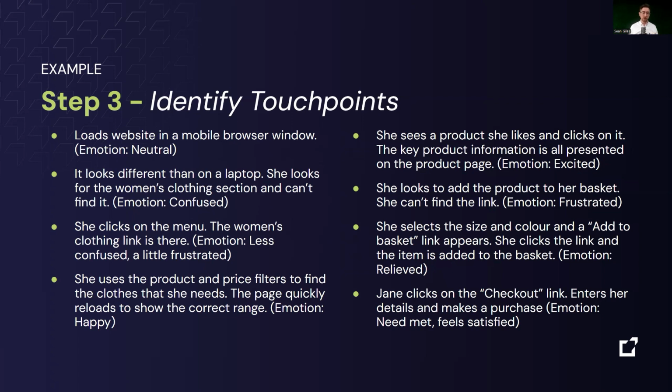So first up, Jane loads the website in a mobile browser window, and her emotion is neutral. It looks different than the website on a laptop. So she looks for the women's clothing section, but can't quite find it, so she feels a bit confused. She clicks on the menu and the women's clothing link is there.